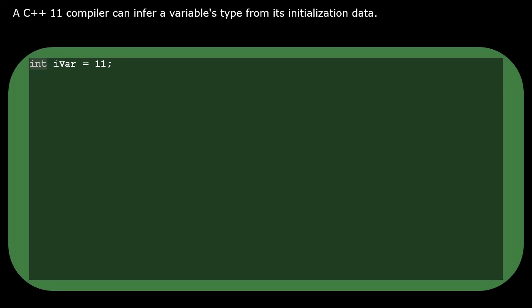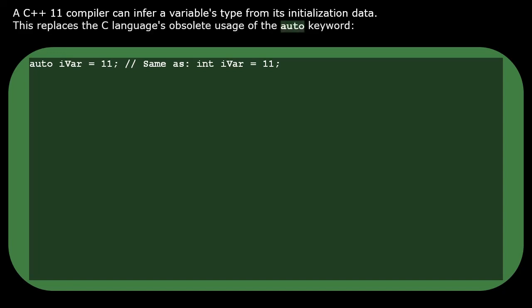And in C++11, we could skip that redundancy by using the keyword auto, instead of manually writing out the int type name. When we use this shortcut, the compiler will infer that what we wanted for this variable's type to be is int, because that's the type of the initialization data. This usage of the auto keyword replaces some other unrelated, obsolete meaning of auto that used to exist in the C programming language.